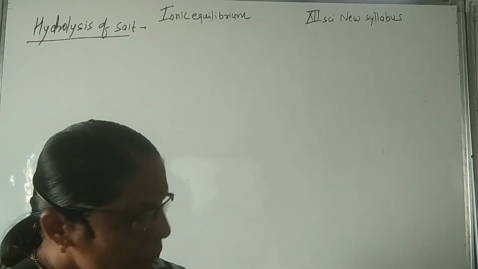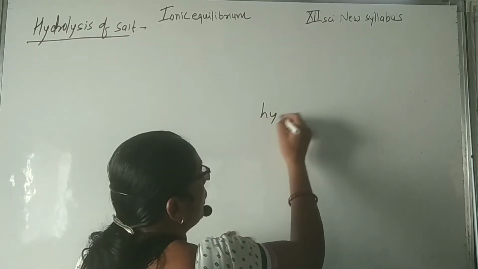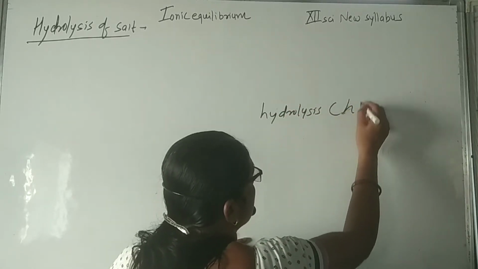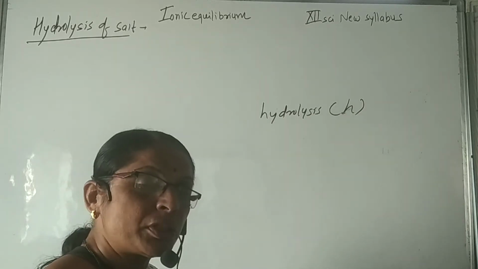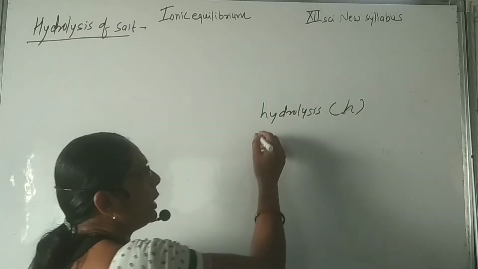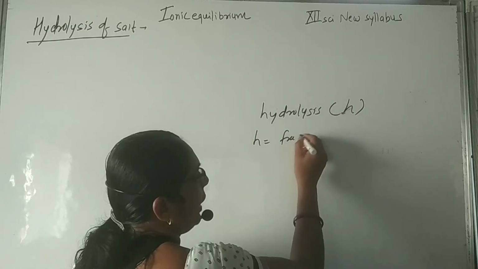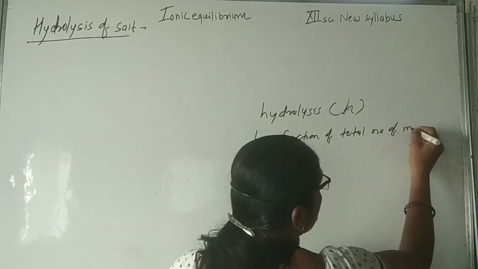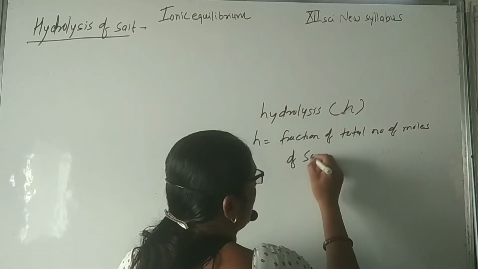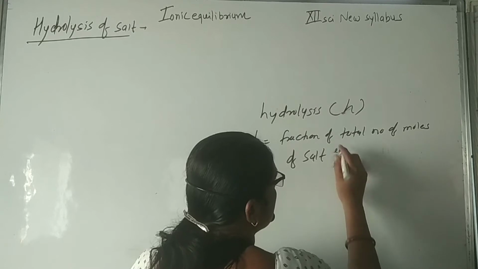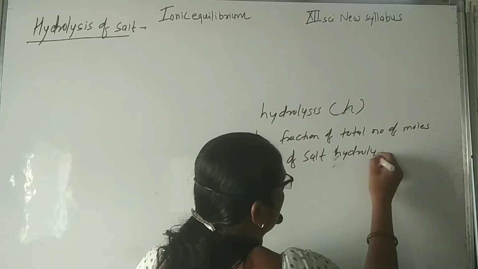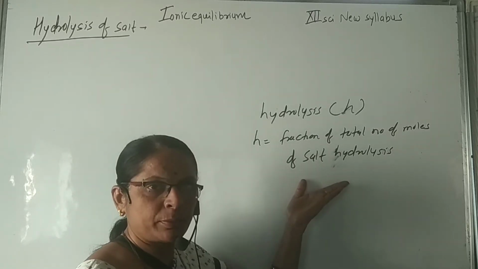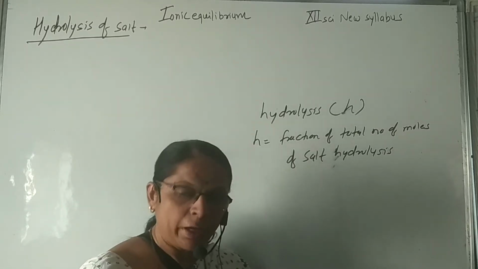So we also know what hydrolysis is. Hydrolysis is just like the degree of dissociation. In the process of hydrolysis, we can also define the degree of hydrolysis as the fraction of the total number of moles of salt hydrolyzed. Just like a salt dissociated or ionized, similarly the fraction of the total number of moles of the salt that is hydrolyzed is your degree of hydrolysis.